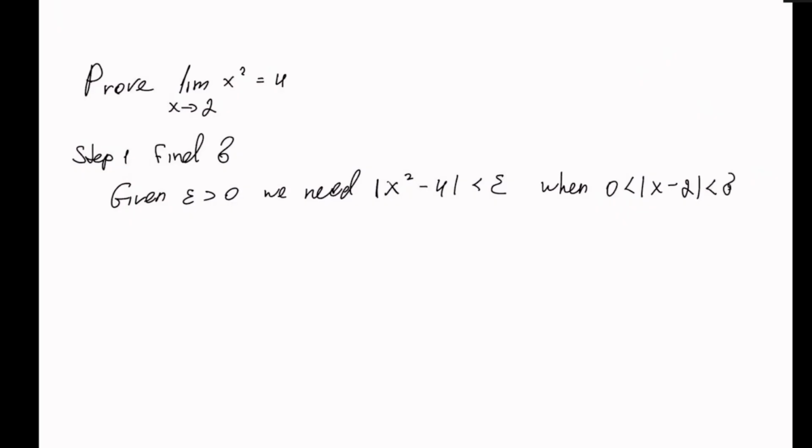So keep in mind that this is my f of x and this is my L. Here, this is my x minus a. Okay, so a is 2, that's x minus 2. f of x is x squared, L is 4. So that's why we put it this way.